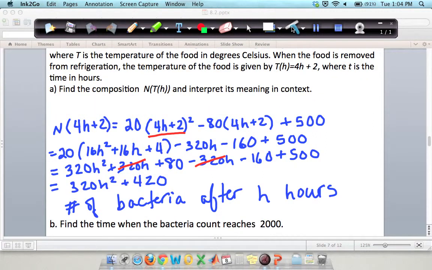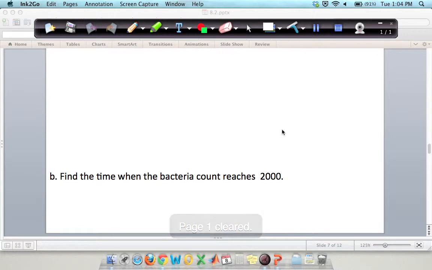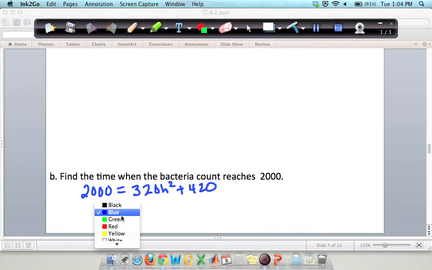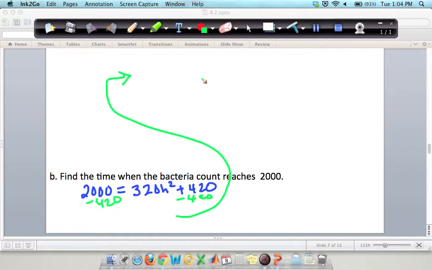Okay, so B says find the time when the bacteria count reaches 2,000. So in this case, I'm actually given the bacteria and I want to know the time. So I'm plugging in 2,000 and I'm solving this equation, 320h squared plus 420. Subtract 420 from both sides and you get, I'll go ahead and show that. So subtract 420. I'm actually going to come up here. And you get 1580 equals 320h squared.